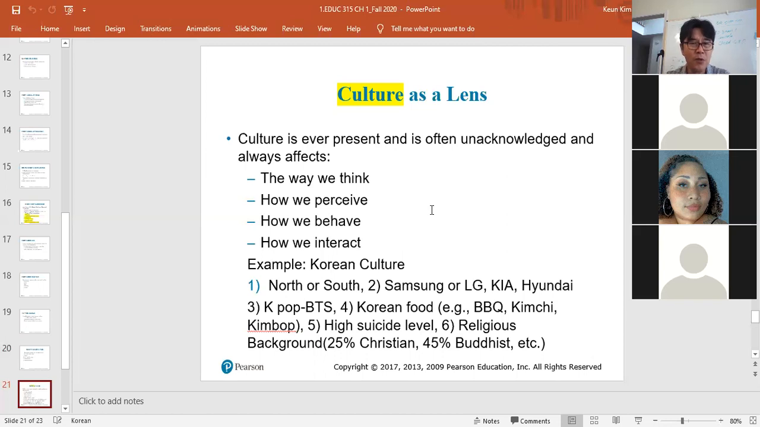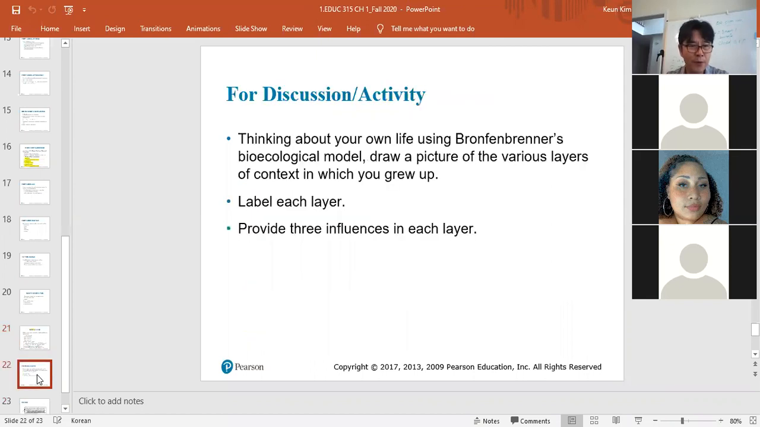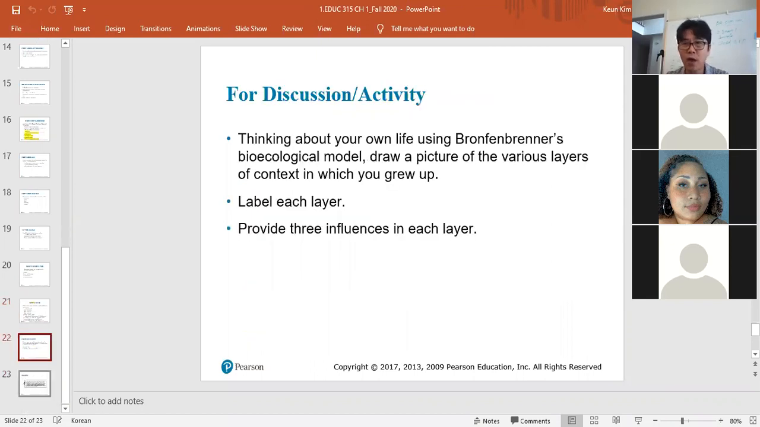I provide examples of Korean culture: North Korea, South Korea, Samsung, LG, Kia, Hyundai, K-pop, Korean food, and some high suicide levels, air pollution, religious background. A lot of dynamic key terms under the sub-factors of Korean culture we deal with. So it was one example to explain culture as a whole. So that is chapter 1.